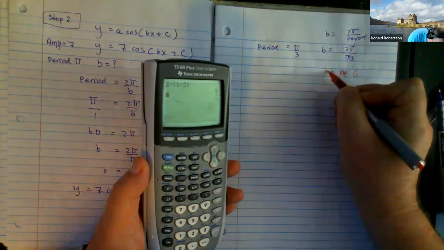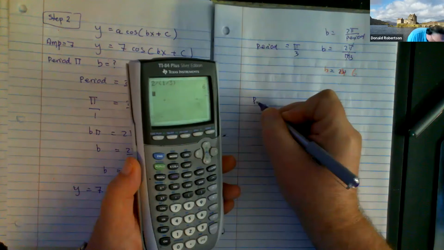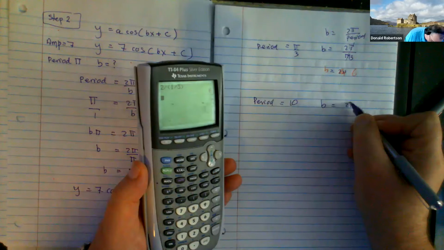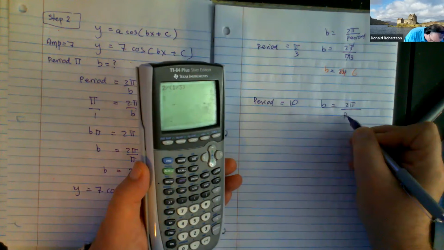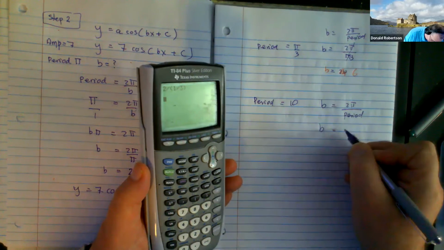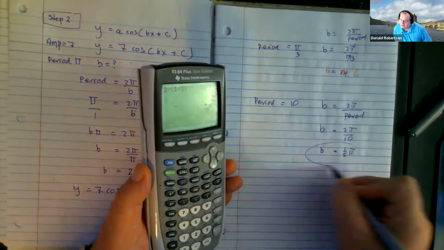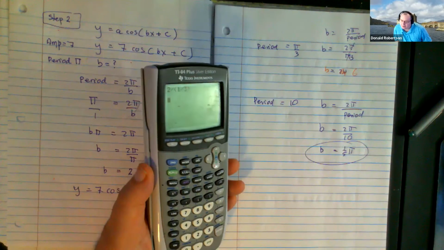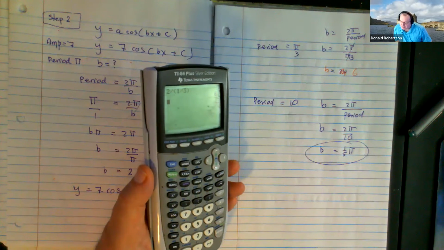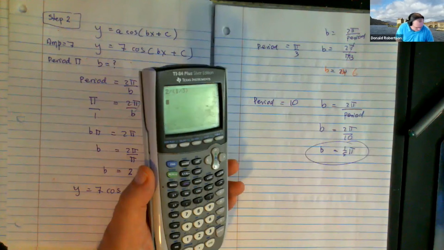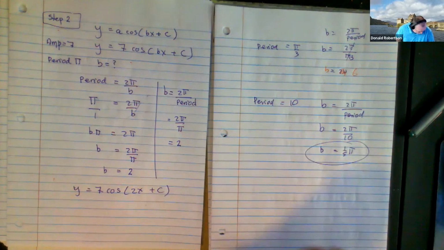Let's suppose the period was 10. Then B is 2 pi divided by the period. B is going to be 2 pi divided by 10. In this case, do you see how B ends up being a rather strange 1/5 pi value? Are we comfortable now that you can find the value of B if you know the period? 2 pi divided by the period is the value of B. Okay, let's move on to the final piece of the puzzle.